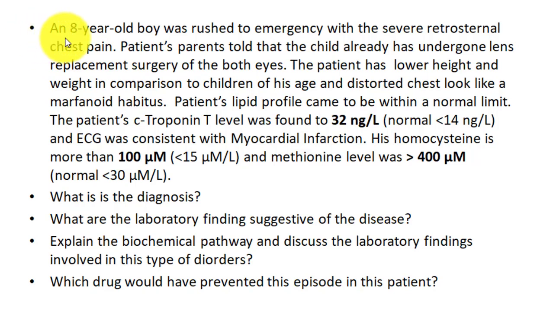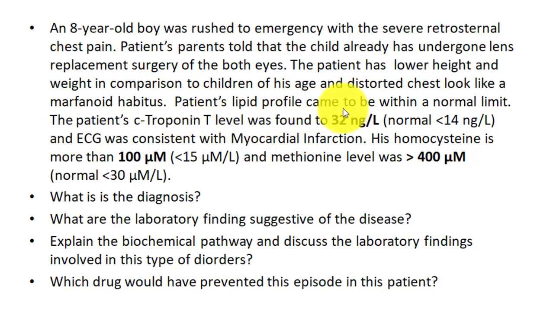The case is an 18-year-old boy who was rushed to the emergency with severe retrosternal chest pain. The patient's parents told that the child had already undergone lens replacement surgery of both eyes. So this is a very important point. Lens replacement surgery has already been done. The patient has lower height and weight in comparison to children of his age. So there is growth retardation, and a distorted chest that looks like a marfanoid habitus.